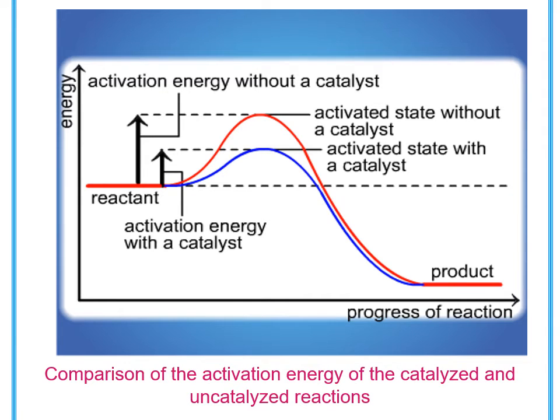Figure 3.21 shows the comparison of the activation energy of the catalyzed and uncatalyzed reaction. As you can see, the blue curve here is the reaction that is using a catalyst, but the red one is having a higher activation energy because it does not have a catalyst. This is a very clear graph to show that catalysts will increase the rate of reaction by providing an alternative pathway and decreasing the activation energy.